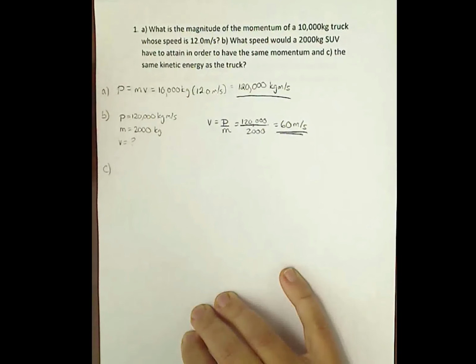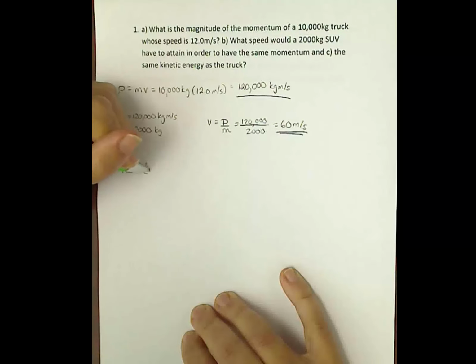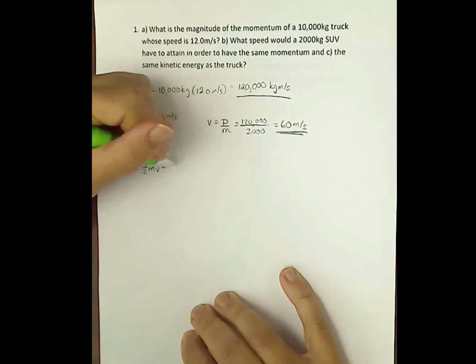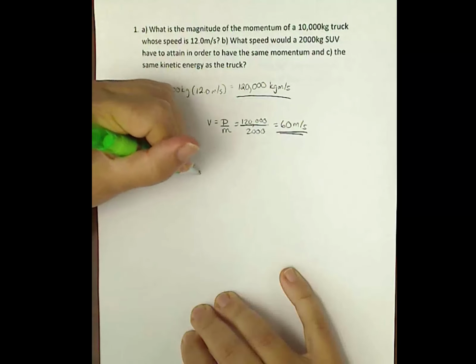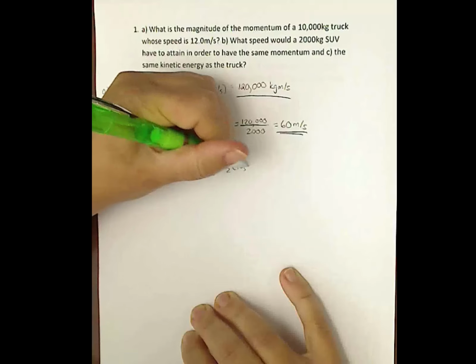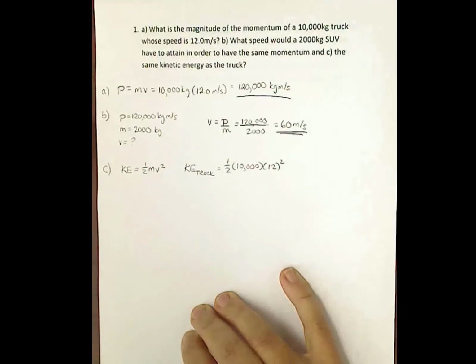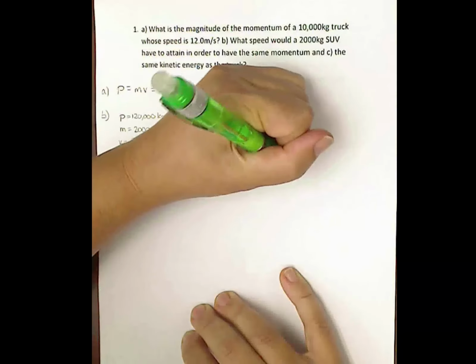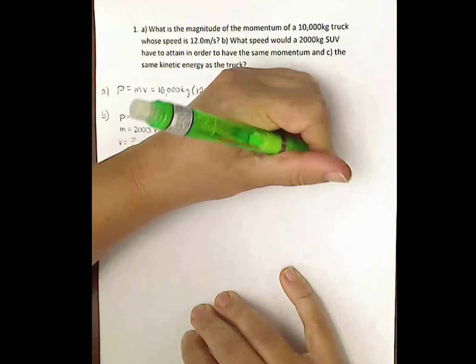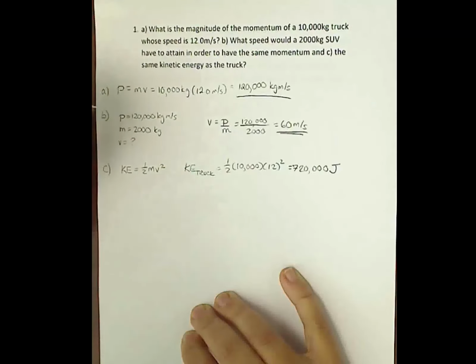Right, part C, what speed would it have to have to have the same kinetic energy as the truck? So kinetic energy is 1/2 mv squared. So the kinetic energy for the truck is 1/2 times the mass of the truck, 10,000, times the speed of the truck squared. Okay, so we can calculate that. We get 720,000. The unit is joules for energy.